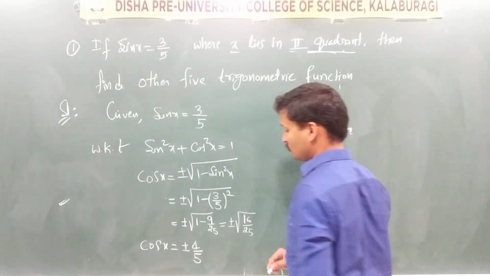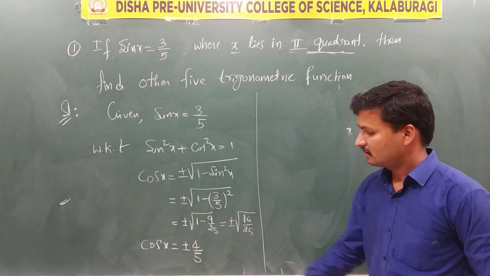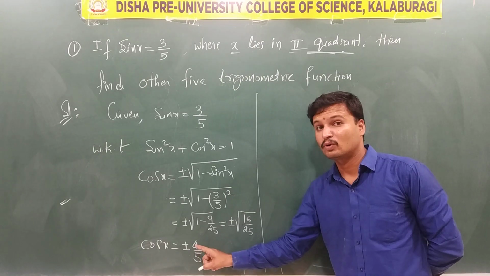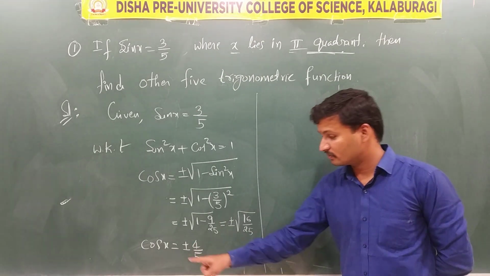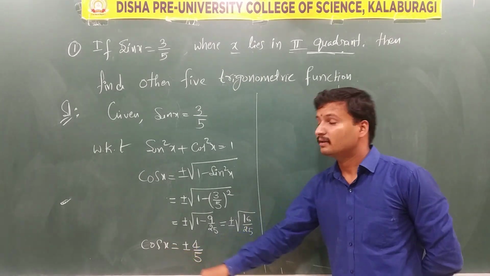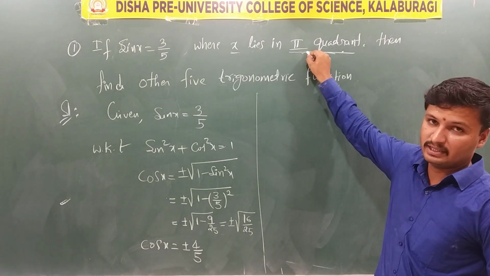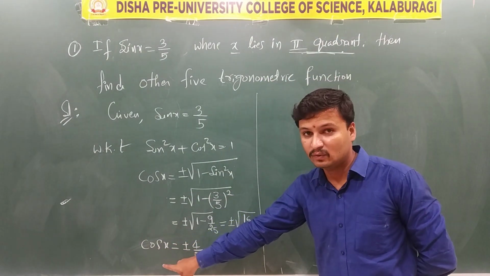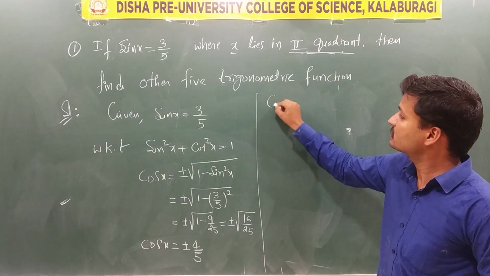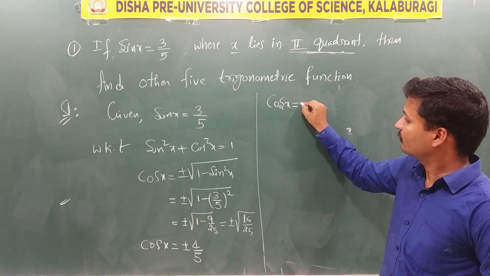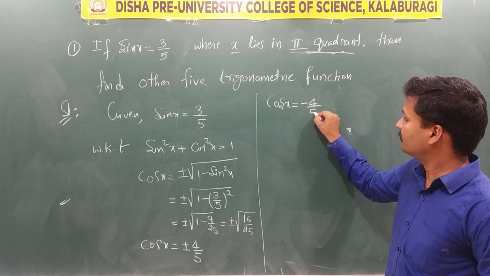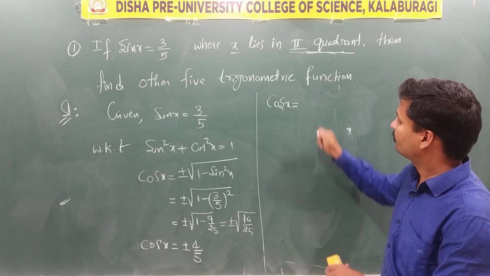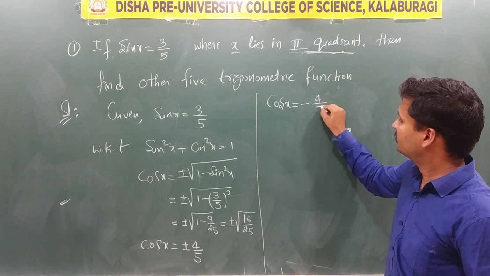Again here there are two possibilities, correct? Plus or minus 4 by 5. Again observe here, x angle lies in which quadrant? In the second quadrant. In the second quadrant, is the cos function positive or negative? Negative. So take cos x is equal to minus 4 divided by 5.